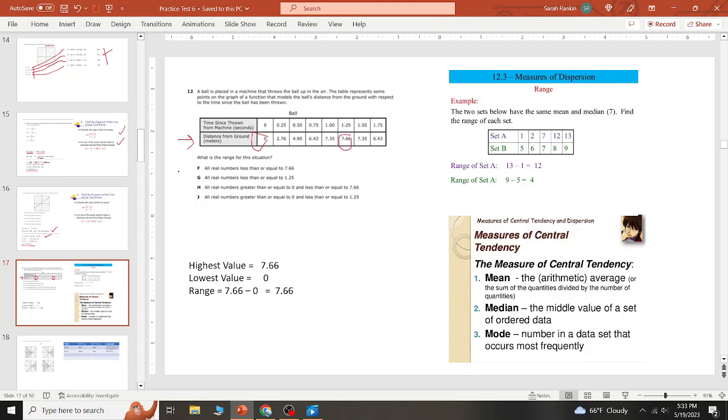So our range goes from, all real numbers, we want them greater than 0, less than or equal to 7.6. So read it carefully. I almost went for this one, right? We want it greater than 0 and less than or equal to 7.6.